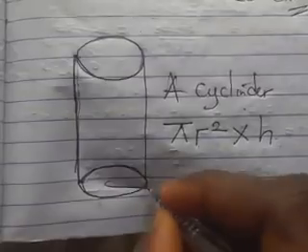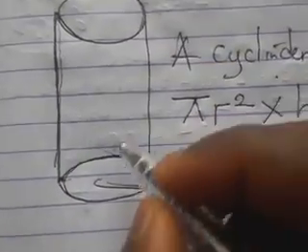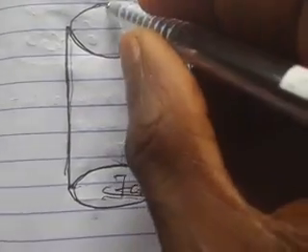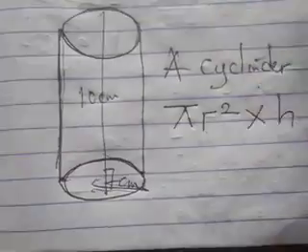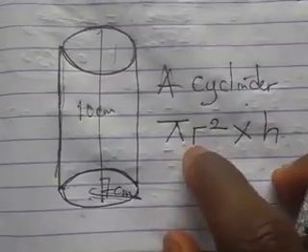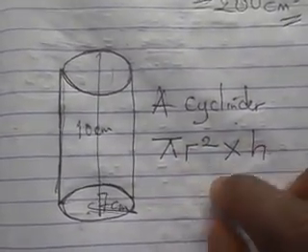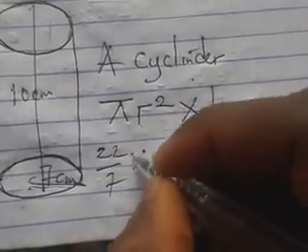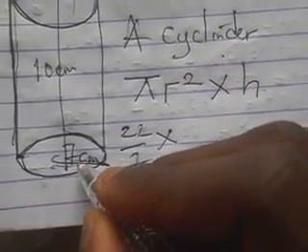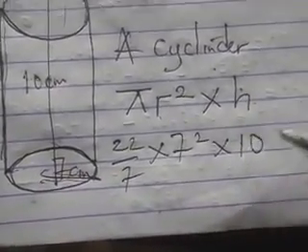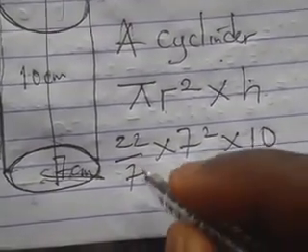Now, if I give you the radius in this particular question to be 7 centimeter, have you seen it? And I give you the height to be 10 centimeter, and I say find the volume of this particular shape. You just use the formula pi r square times height. What is pi? 22/7. What is r? My radius, which I said here, 7 centimeter. So it is 7 square times what is height? 10 centimeter.